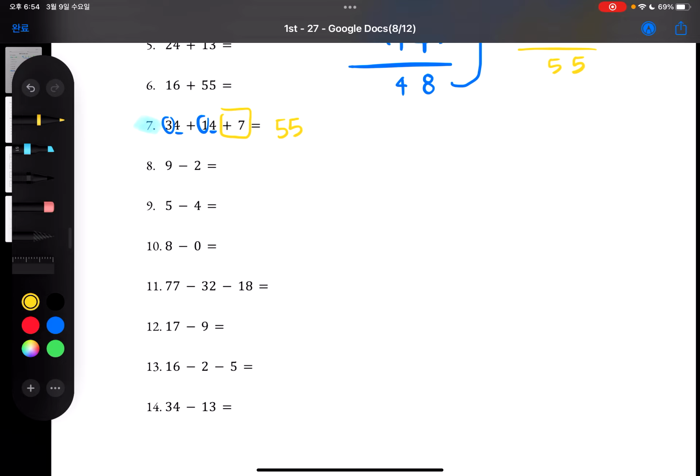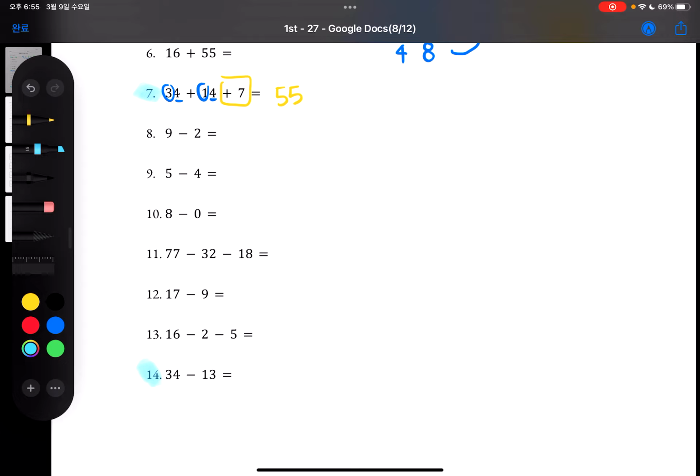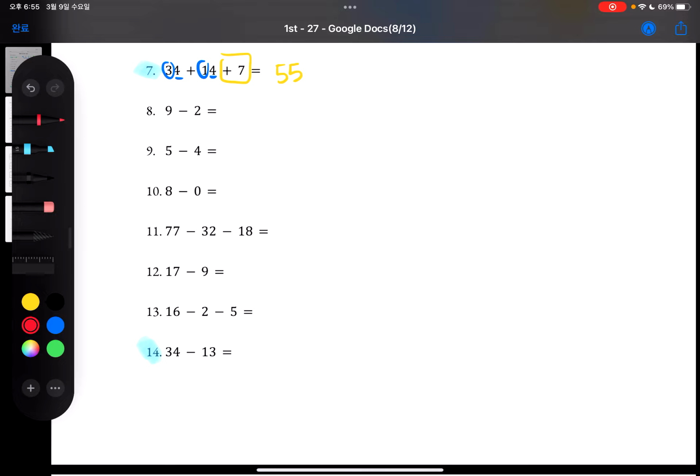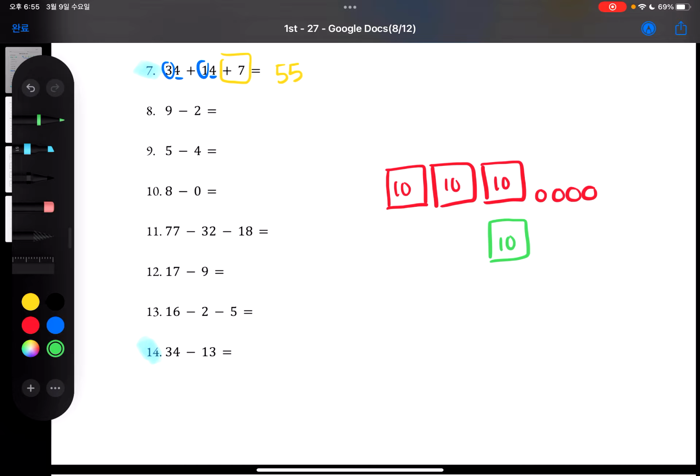Lastly, we're going to do number 14 together. Number 14 says 34 minus 13. And we can use shapes like circles, squares, triangles, anything you would like to solve this type of question. This one is actually a subtraction problem. We're going to do rectangle as 10. So 30, 1, 2, 3, 4, minus 13. So 10 and 1, 2, 3.